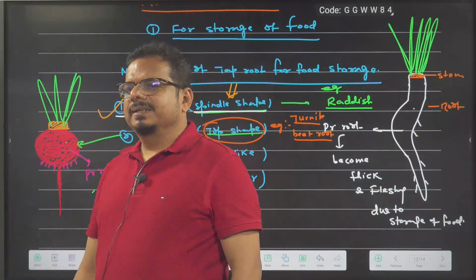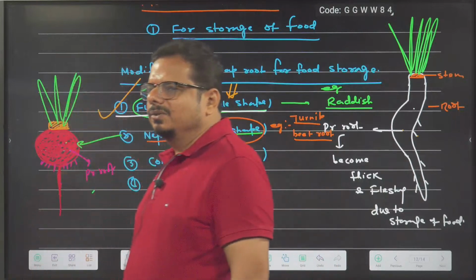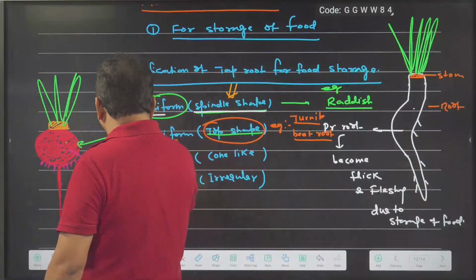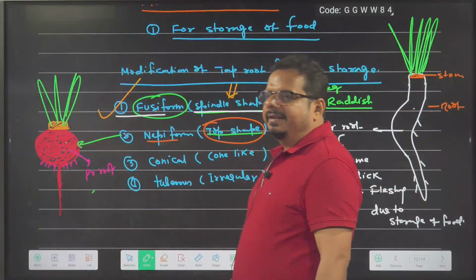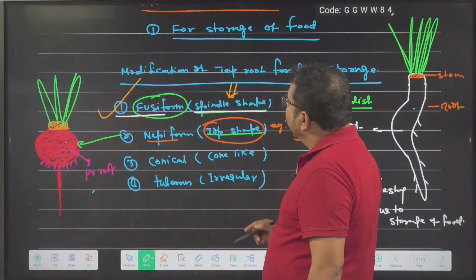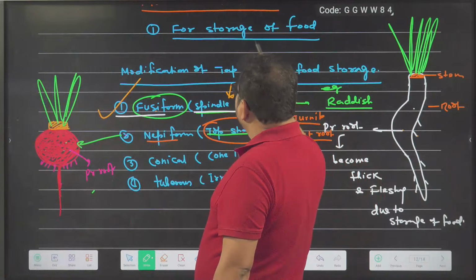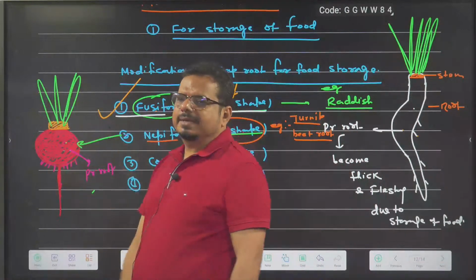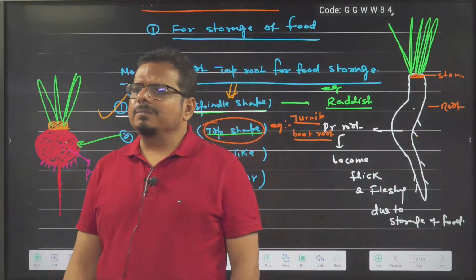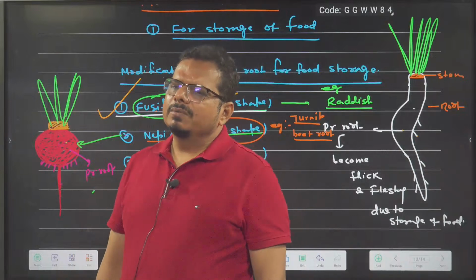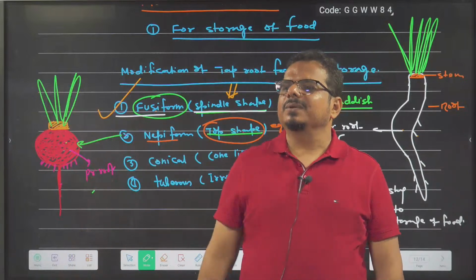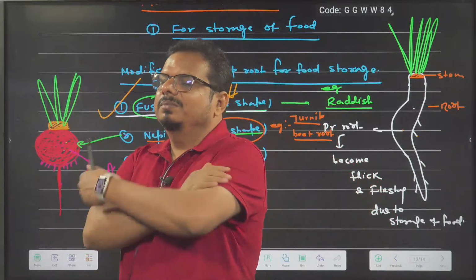Like a top. Are you getting the idea? So this is basically the napiform type of root, and it is also called top shape. These are all modifications of which root? Taproot modification. When the taproot is modified for storing food, is the food stored in the primary root or the secondary root? Food is stored in the primary root of the taproot.